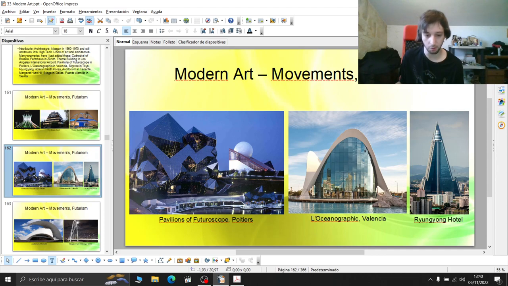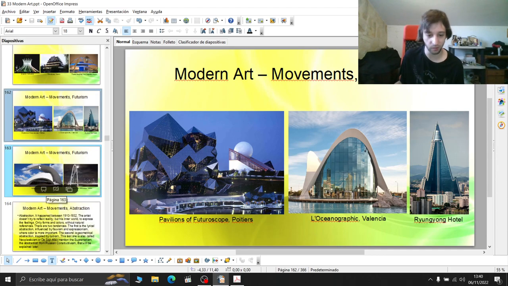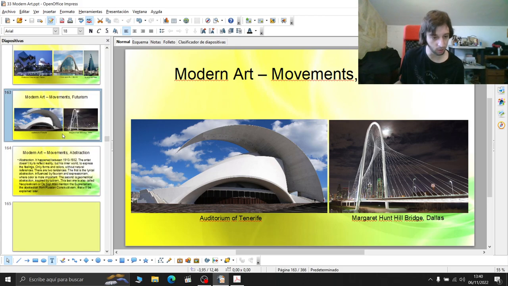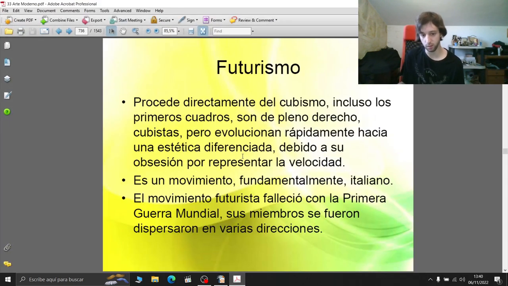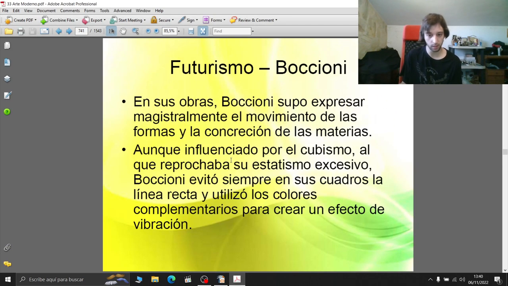These three are my top favorites. This one looks like deep space, at least for me. Here are some others. Now this is abstraction. So I just saw more pictures here.